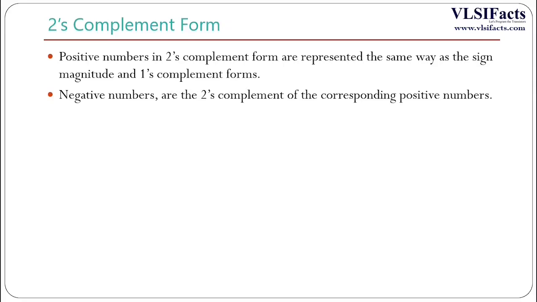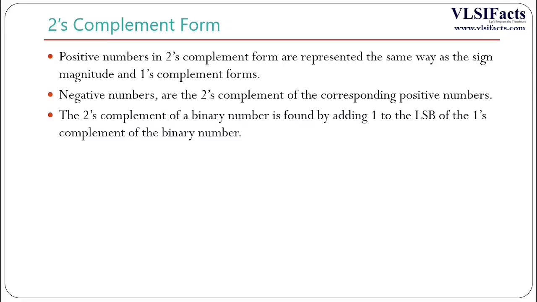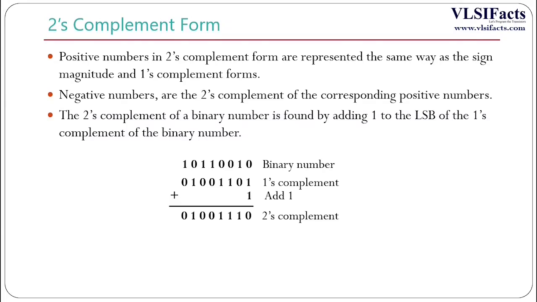Now to calculate the 2's complement form of any binary number, what we have to do? We just have to add 1 to the LSB of the 1's complement of the binary number. Let us take one example. Let us say the given binary number is 10110010. Now to calculate the 1's complement form, we have inverted all the bits of the given binary number and we found the 1's complement number as 01001101. Now to calculate the 2's complement form, we will add 1 to the LSB of the 1's complement form. So the 2's complement form of the given binary number is 01001110.